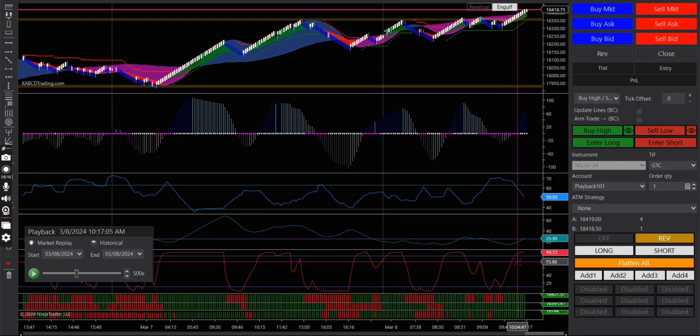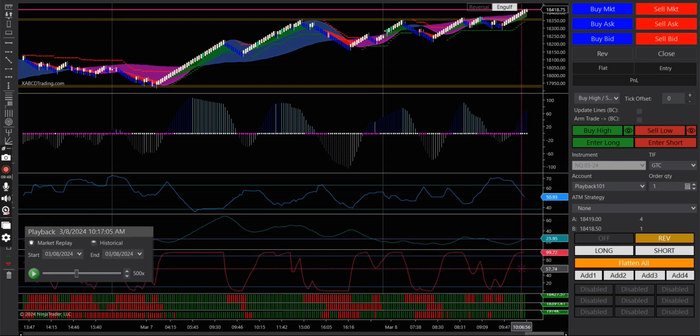But I do use it to also give me confirmation. So normally, I've explained in my previous videos, this is the overbought zone, this is the oversold zone. So normally when it's overbought, usually traders get ready to sell, and then the opposite, when it's oversold, usually traders get ready to buy.